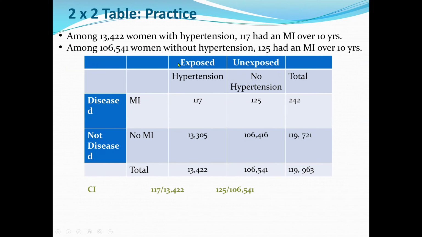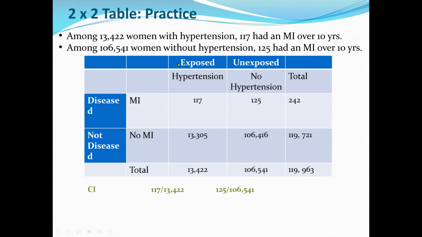Now we are using the 2 by 2 table. We have the same values, everything the same. Those who have the disease, they are exposed, 117. Those who are exposed but they don't have the disease, since the total is 13,422, we subtract 117 from it, and we get 13,305. Same thing applies. Those who are not exposed, total is 106,541, and 125 have the disease, which is the MI. So we subtract 125 from 106,541, and we get 106,416.